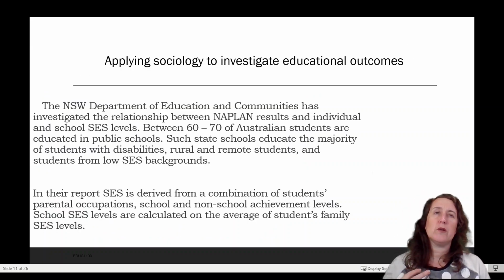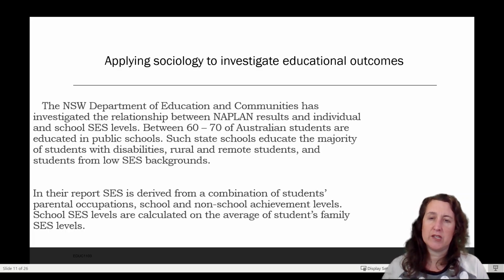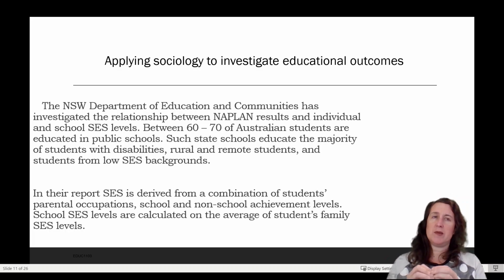So now we're going to try to apply some of the tools that sociology gives us to an investigation of educational outcomes. In 2010, which I know was a while ago, but it's been a long time since the state government publicly released these types of results, the New South Wales Department of Education and Communities, as it was then, looked at the relationship between NAPLAN results and students' individual socioeconomic status and the socioeconomic status of the school.